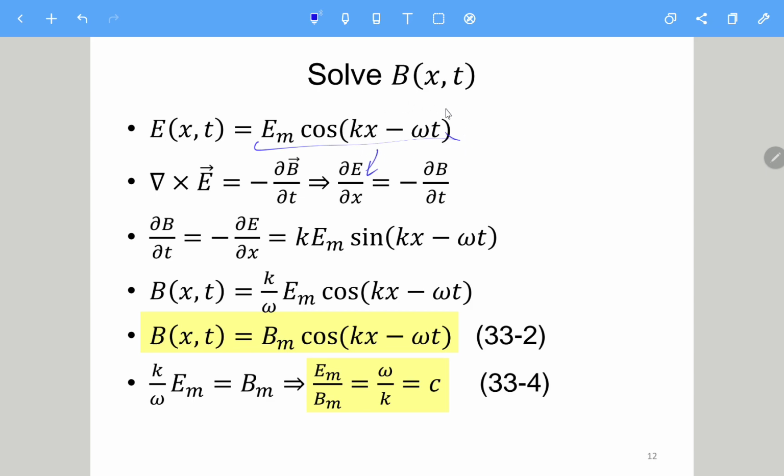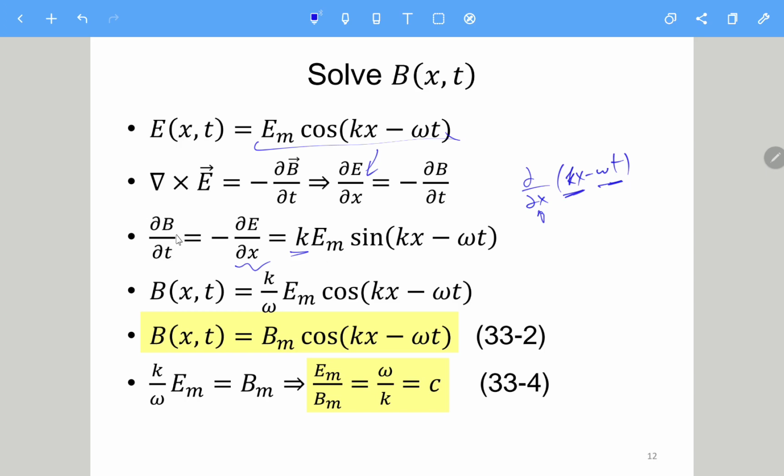And then for the argument of cosine, we need to take the chain rule. So we need to multiply by partial x of kx minus omega t. Okay, so we have k in the front. This is a function of t, which is a constant with respect to x, so this turns out to be 0. We only have kx and then partial x, which becomes k. So we have k sine of kx minus omega t. Okay, this is partial B partial t equals this one.